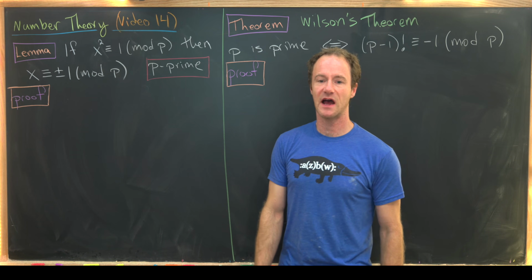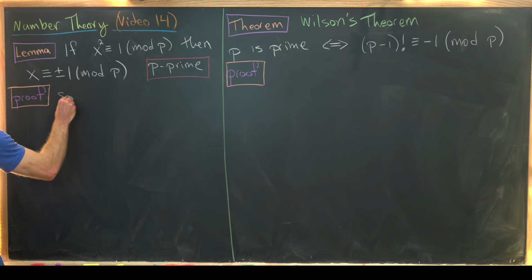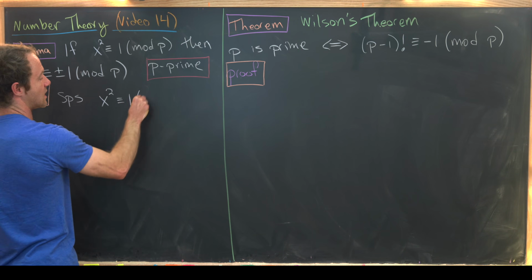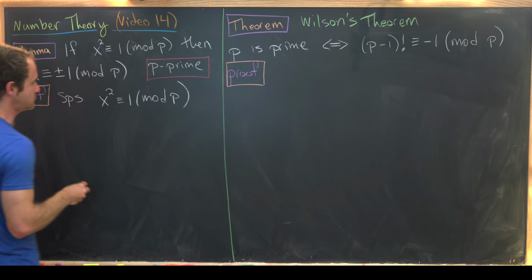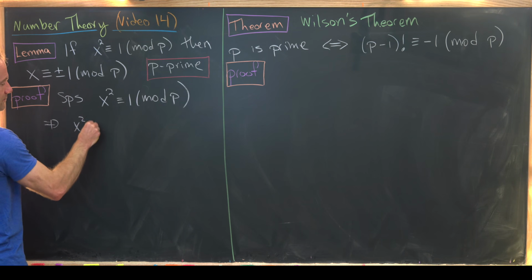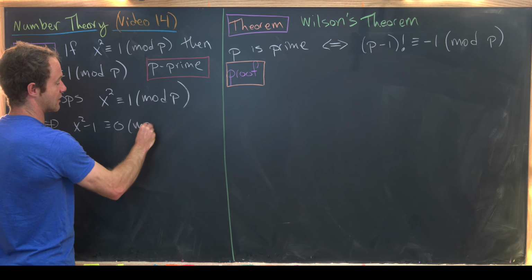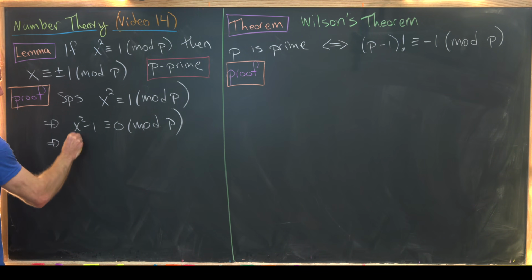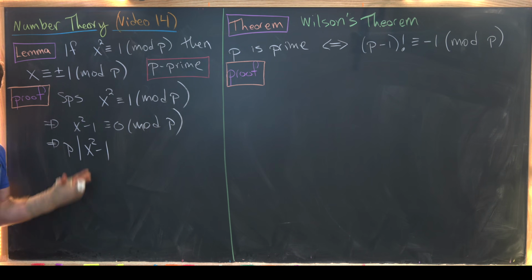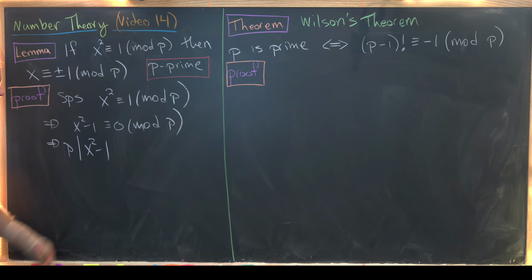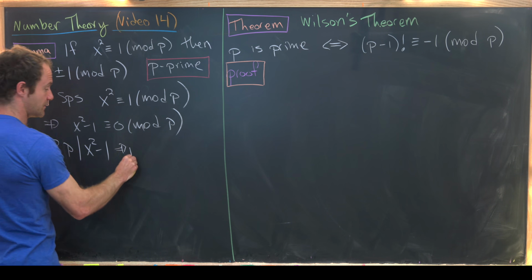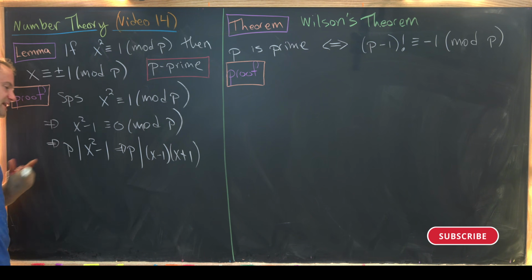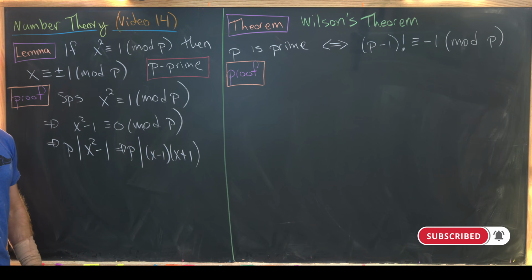Okay, so let's see how this proof goes. Let's suppose that we have the hypothesis satisfied. In other words, x squared is congruent to 1 mod p. But then that tells us that x squared minus 1 is congruent to 0 mod p. That tells us that p divides x squared minus 1, which is the definition of congruence modulo p. But then p divides x minus 1 times x plus 1, just by factoring x squared minus 1.